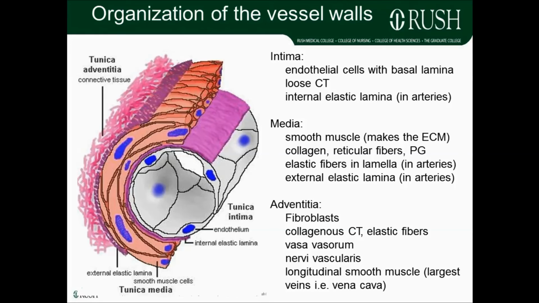The outermost layer, the adventitia, is usually populated by fibroblasts, and those make collagenous connective tissue and some elastic fibers. It is in that location that larger vessels will also have their own small vessels called vasa vasorum, or the vessels of the vessel. You will also find small nerve fascicles called the nervi vascularis in this region. And in the very largest of veins and vessels, you might find more smooth muscle oriented instead of around the lumen that you see in the media, you would see it longitudinally oriented along the vessel.